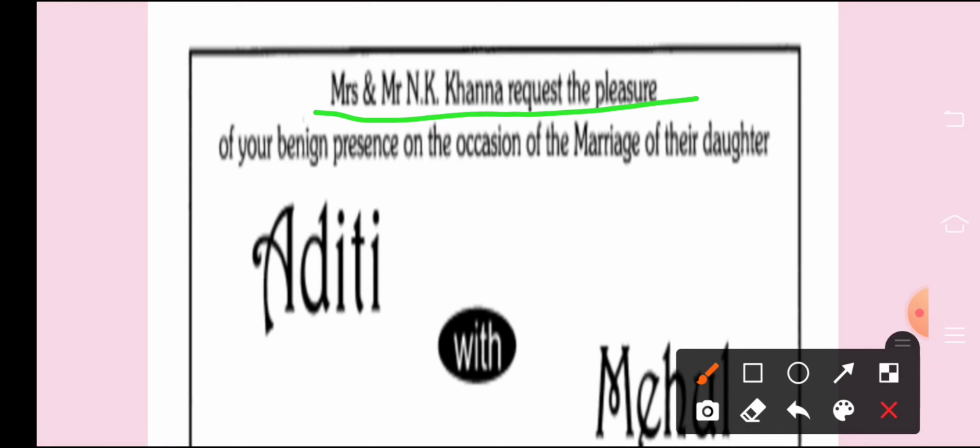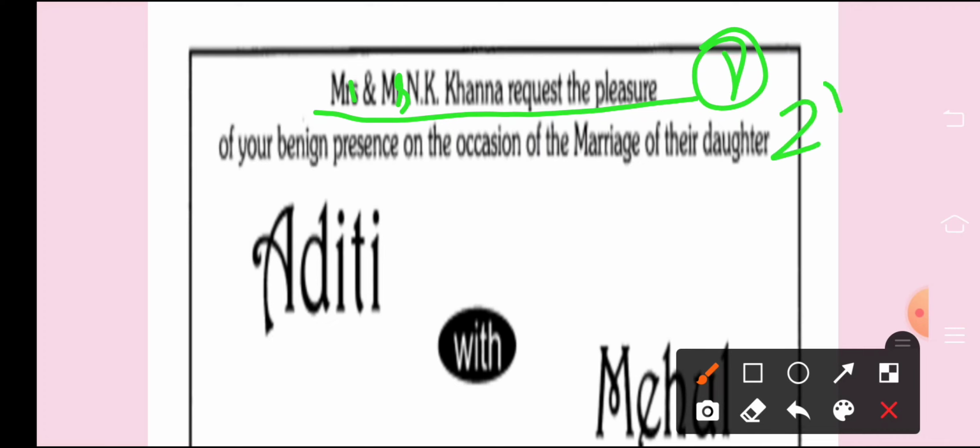So the first point to keep in mind is the name of the host. Here I want to make one correction: here it is written Mrs. and Mr. N.K. Khanna, but the standard style of writing this is Mr. and Mrs. So Mr. and Mrs. Khanna request the pleasure. Now you are not adding any full stop or comma here, which means we are going to write this complete invitation in a single sentence.